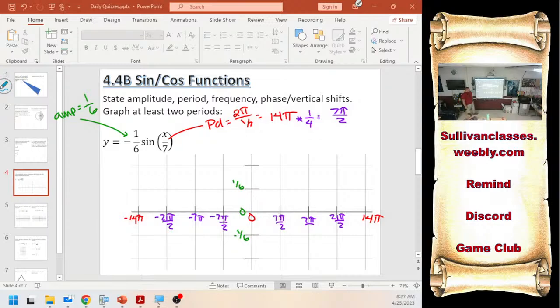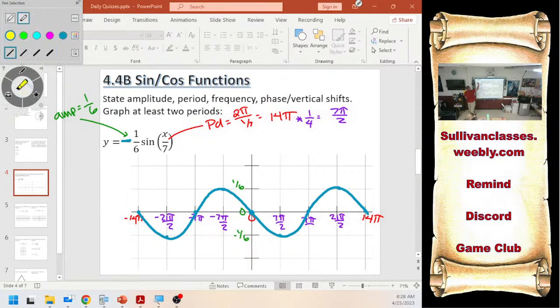Sine of 0 is 0. And because this has a negative in front of it, I will not then go up to the maximum, I will go down to a minimum. And continue the dance of down, middle, up, middle. Up, middle, down, middle. Connect the dots, try to keep it curvy. And you got yourself the function.